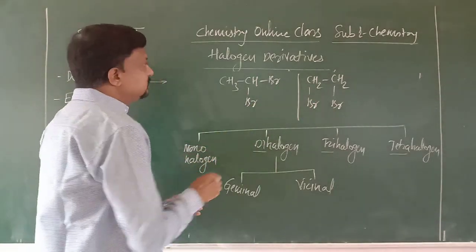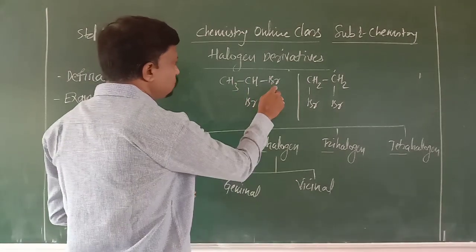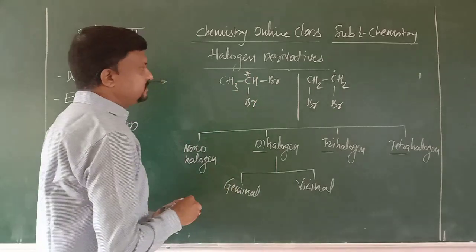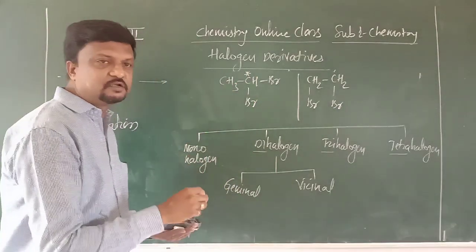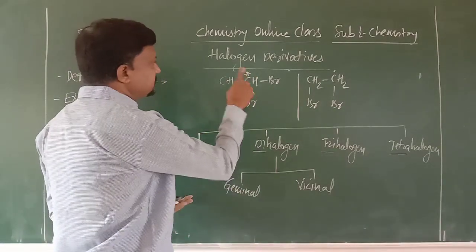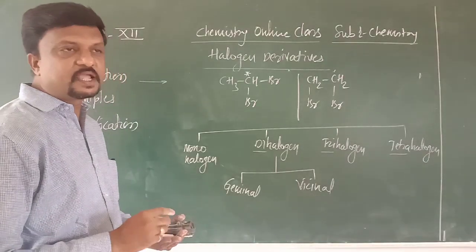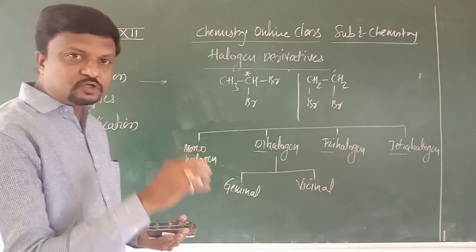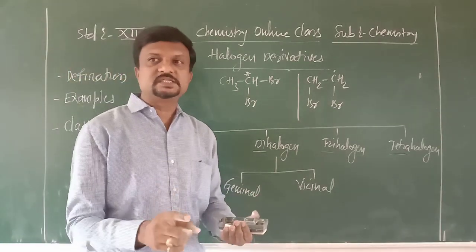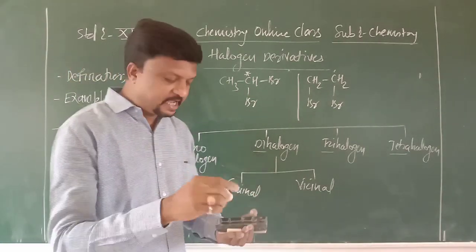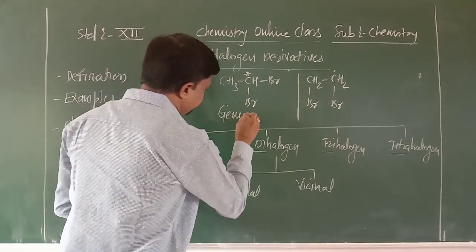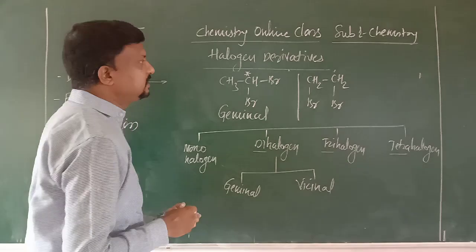The dihalides in which both the halogen atoms are present on the same carbon atom. See here, in the first example, both the halogen atoms are present on the same carbon atom. If in a dihalide both the halogen atoms are present on the same carbon atom, such a dihalide is said to be the geminal dihalide.